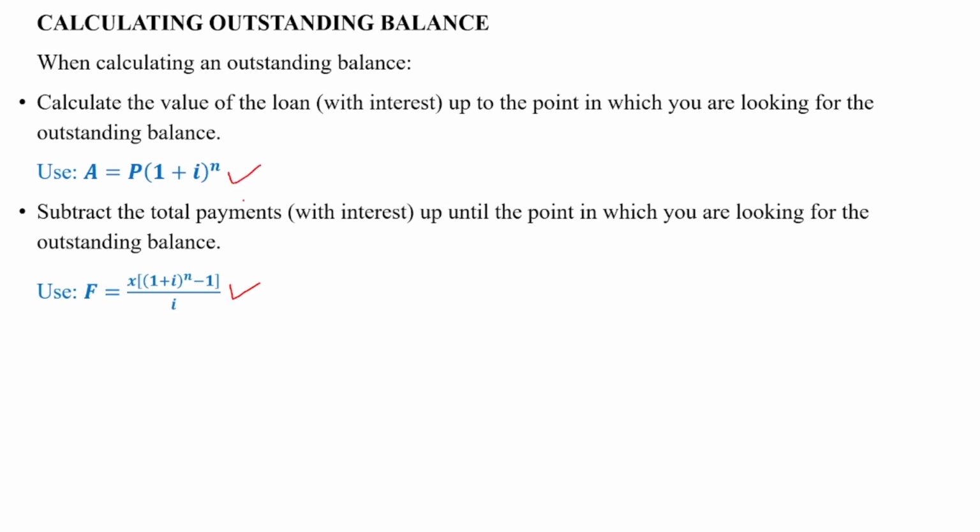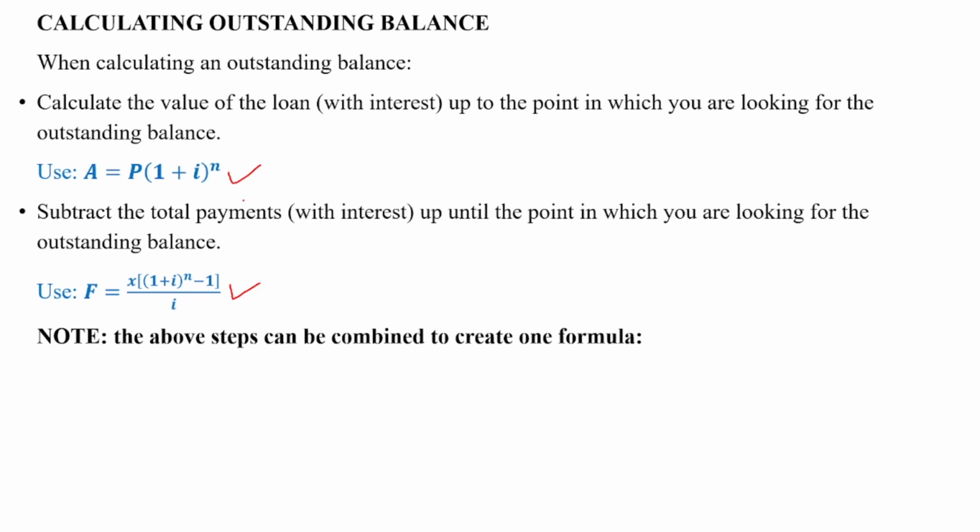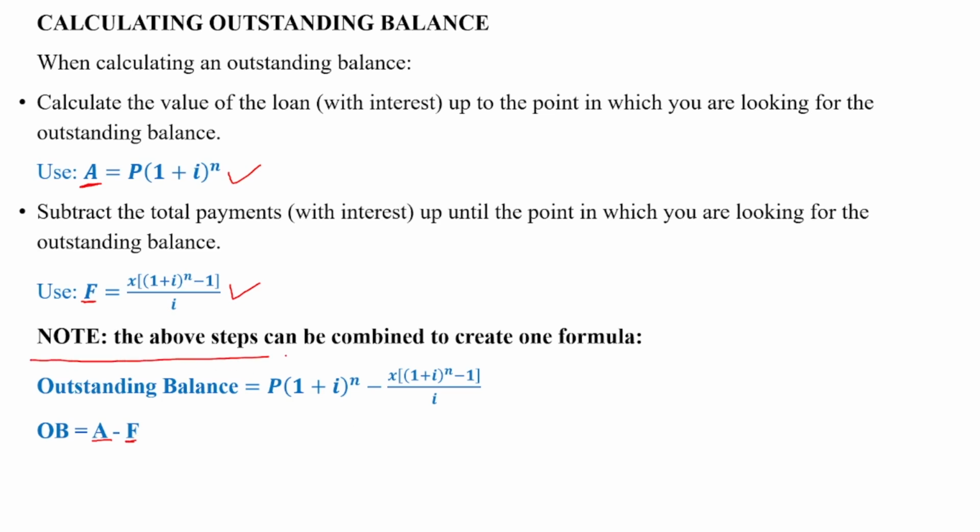So that's why I'm saying these two steps can be combined to create one formula, which is: the outstanding balance is equal to A, where A is this, minus F, where F is this. Just that. So remember this is the formula. You're not going to be given it in the formula sheet, but you have to remember it. This is how you calculate the outstanding balance.